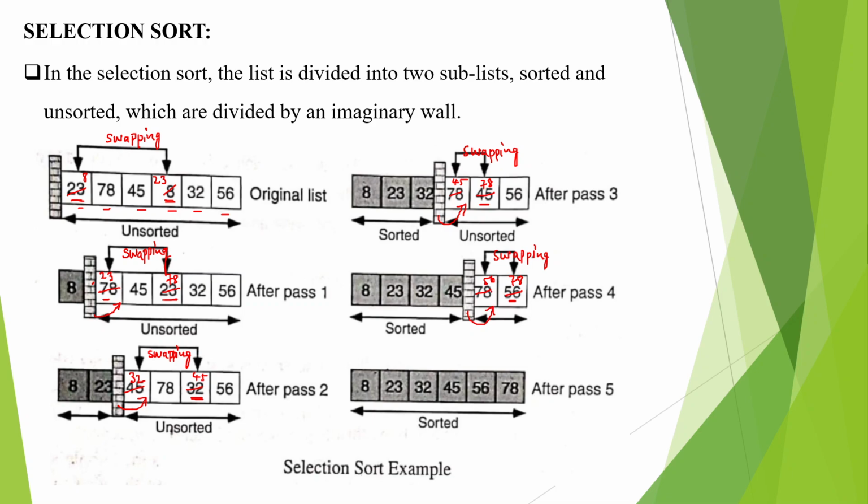So now what will happen? Only one item will be left in the unsorted list. So one item, no need to swap with anything, no need to perform anything. So we consider the entire list as in sorted order. So now you can see 8, 23, 32, 45, 56 and 78, and the list is in sorted order. Okay, hope it is clear, ma. So this is how we perform the selection sort.